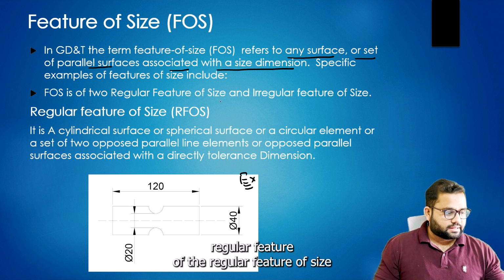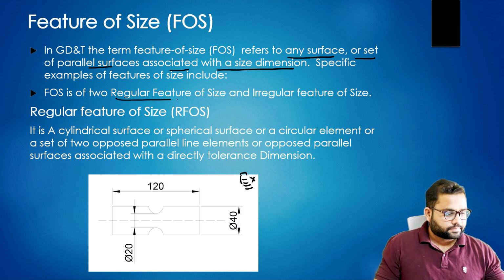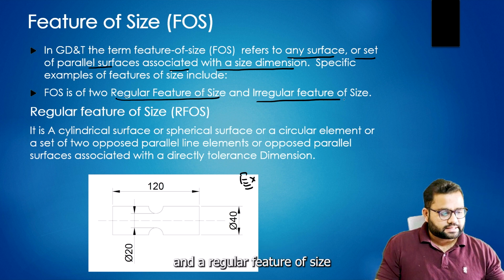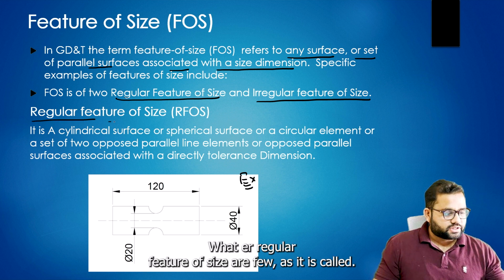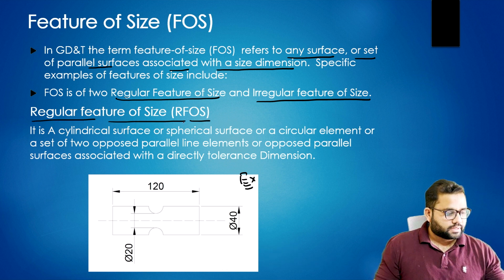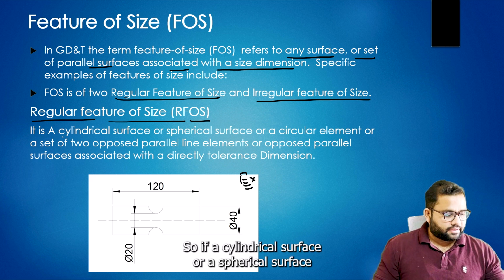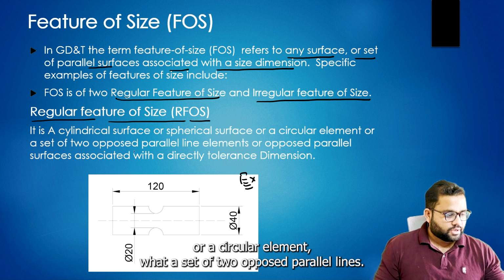Regular feature of size and irregular feature of size. What is regular feature of size? It is called RFOS. It is a cylindrical surface or a spherical surface or a circular element or a set of two opposed parallel lines.